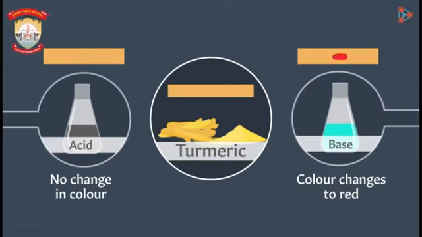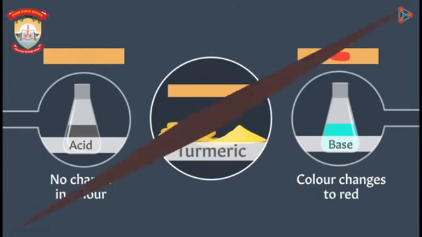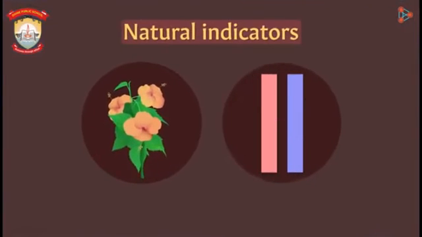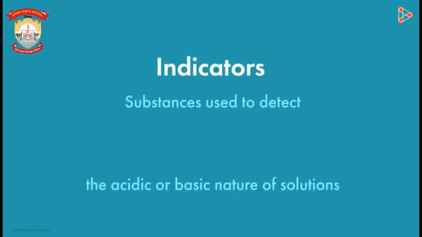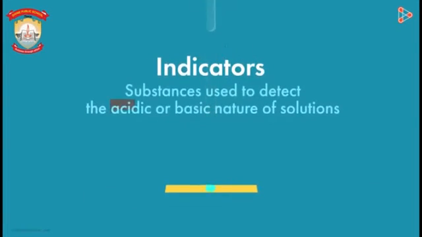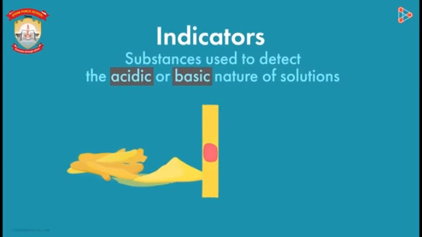And there are more natural substances that can be used as indicators. Yes, there are many in the list. Next, let's look at two more natural indicators which help in detecting the acidic and the alkaline nature of solutions. Till now, we are familiar with the concept of indicators. Indicators are the substances used to detect the acidic or basic nature of solutions. We have seen how turmeric acts efficiently as a natural indicator.